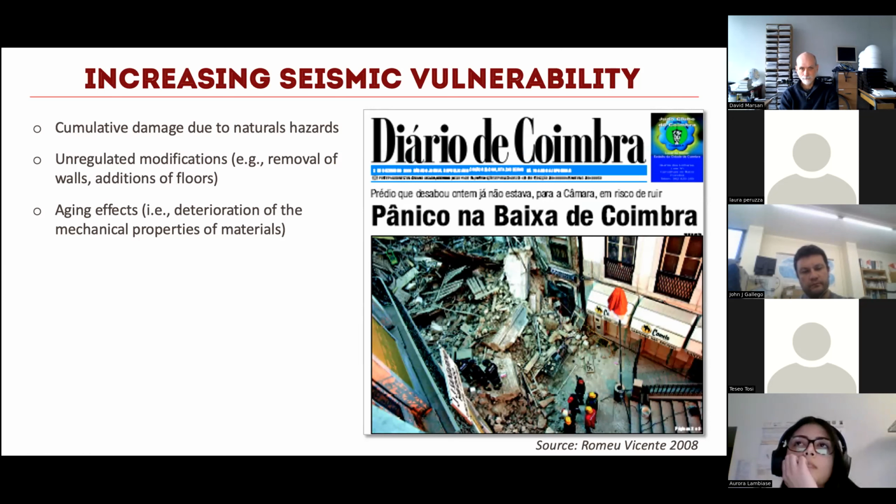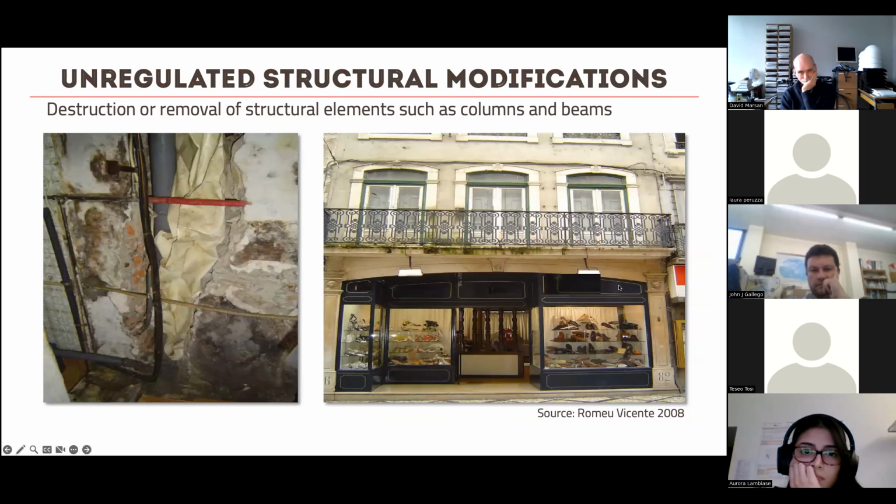The building is just not well maintained, and it just collapsed because of that. Now imagine if there was an earthquake, even a small one, it would probably cause the collapse of all these buildings that are so fragile. There are also unregulated modifications. This is in the same city, Coimbra.